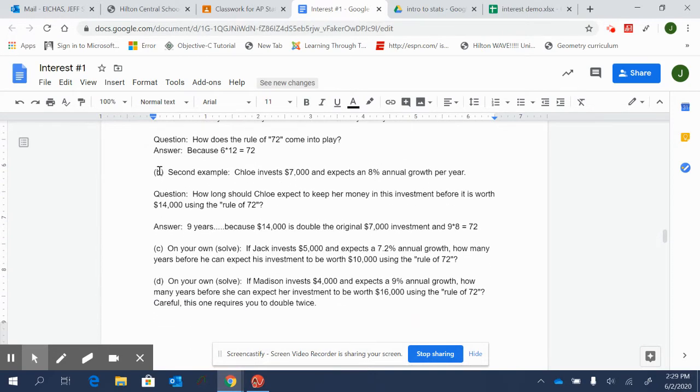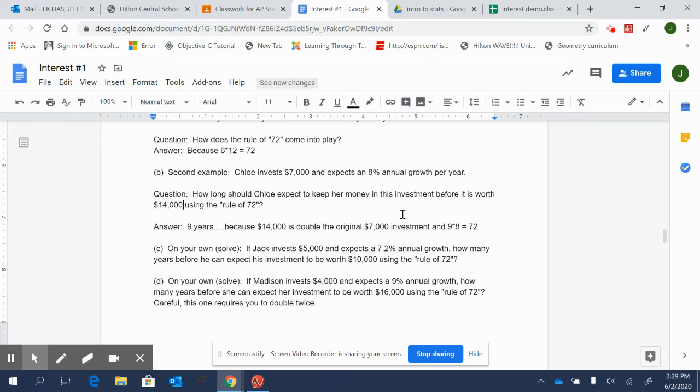Okay, all right. So second example, if somebody invests $7,000 and expects 8% annual growth, we would expect 9 years for that $7,000 to double, because 8 times 9 is 72. Okay, so that's when we would expect the total investment to be worth 14,000. So they would have gained 7,000 worth of growth. So 7,000 original, gain 7,000, total value 14,000. We don't expect them to gain 14. We expect them to actually just double their money.